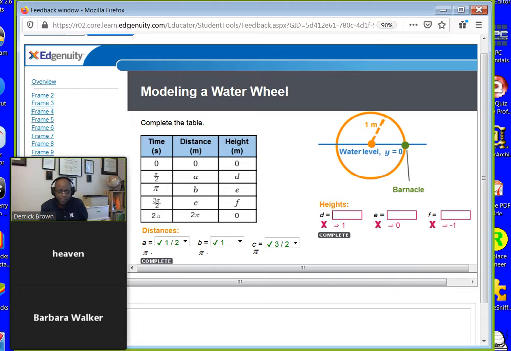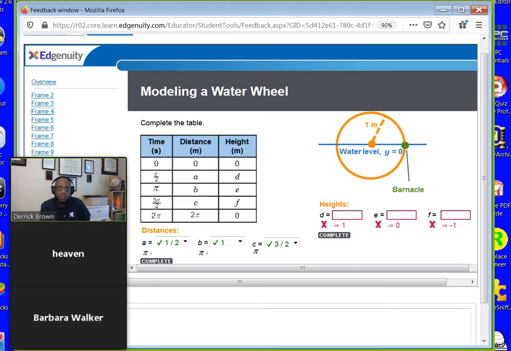Okay, so Heaven. The maximum height above sea level is going to be 1, and it's at that point where the cursor is touching now. The minimum height is going to be -1, as shown by the cursor. So it's going to hit the maximum height at 3 pi over 2 radians. See, if you start here and trace around, it's going to hit the minimum height at pi over 2 radians.